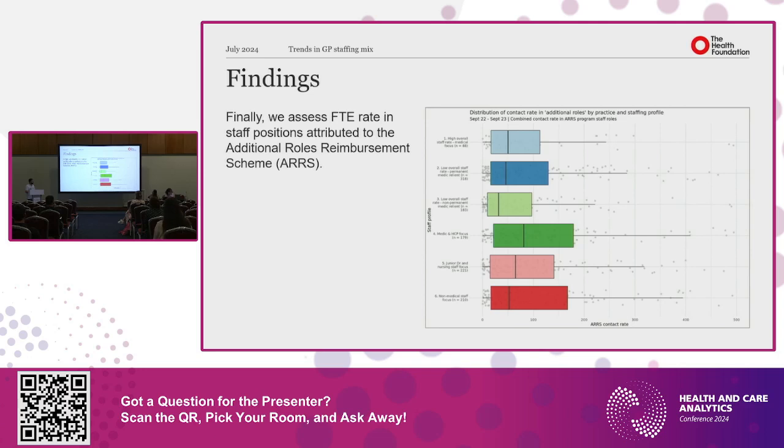We can also quickly look at how the profiles compare against utilization of the roles that are captured in the additional roles reimbursement scheme. It's not necessarily surprising that each of our 3 profiles that are broadly non-medical are also seen to have a high utilization rate of activity from additional roles. So the two are correlated, but it's encouraging to see that our model is picking the two up.